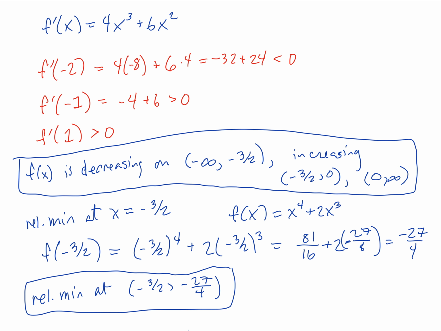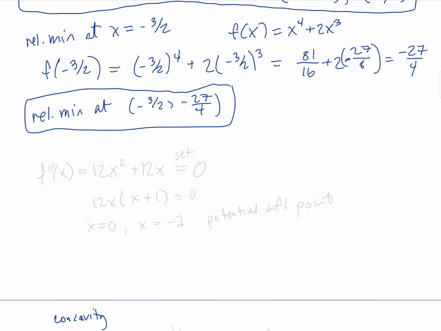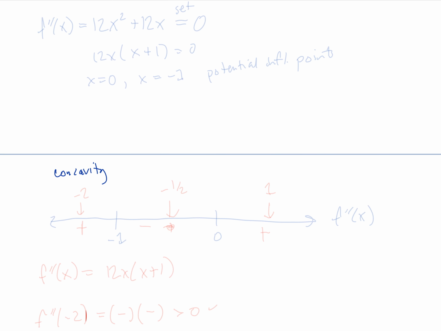All right, so now let's think about concavity. Let's think about our second derivative. Our second derivative is 12x squared plus 12x. So f double prime of x is 12x squared plus 12x. And again, we're going to set that equal to 0 and solve for x to find the places that are potential inflection points. So here we can factor out a 12x. So 12x times x plus 1 is 0. And so that gives us two potential inflection points: x equals 0 and x equals -1.